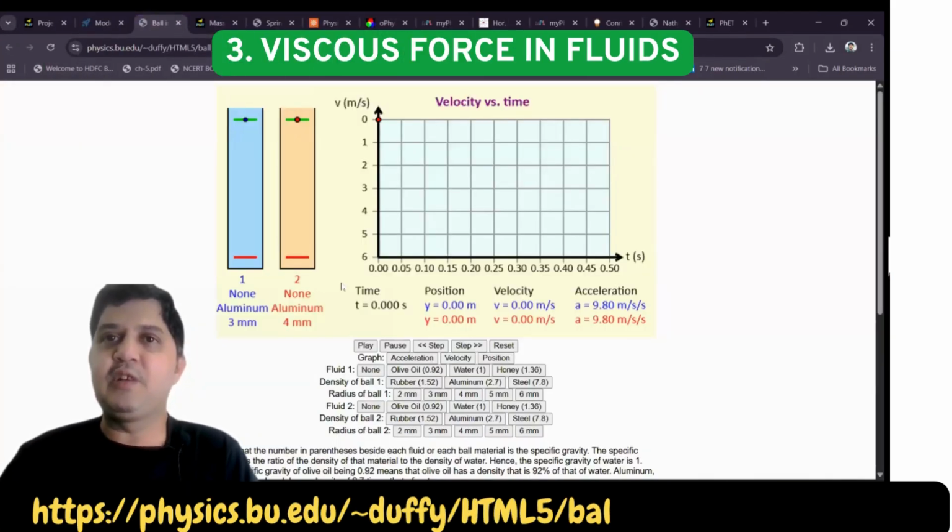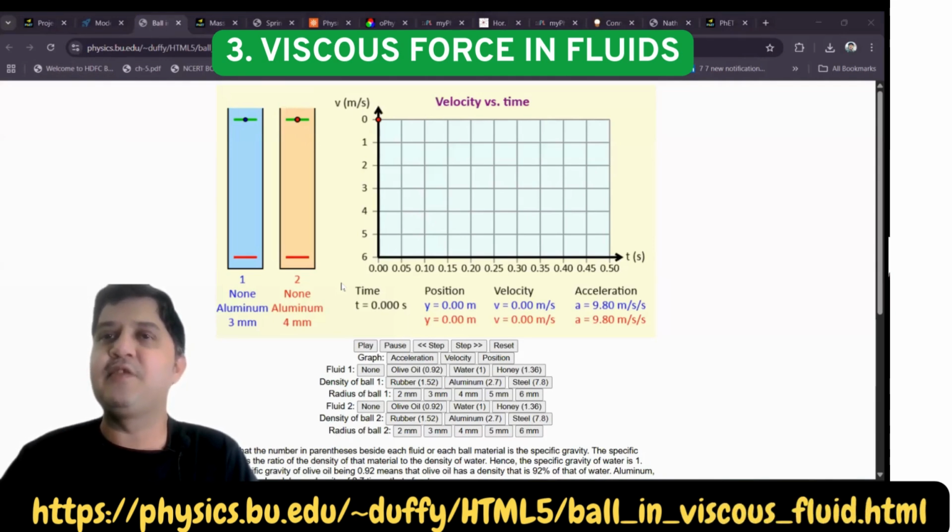Now, this is about viscous force. Okay, so we have seen air resistance. Now we will talk about viscous force, once again in a VT graph. Now you have an aluminum 3 mm ball, and this is an aluminum 4 mm ball, and these are the different fluids that we have. So let us look at the different types of fluids and understand what's going on over here.